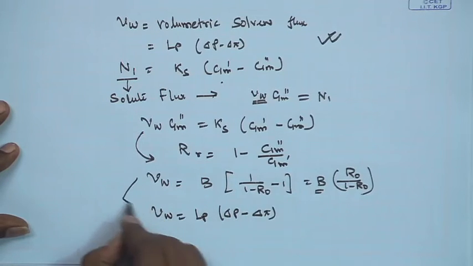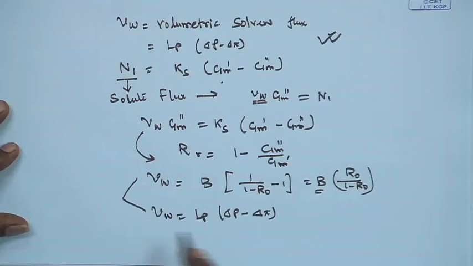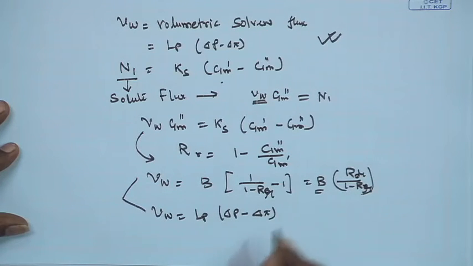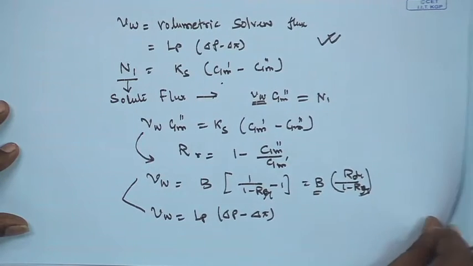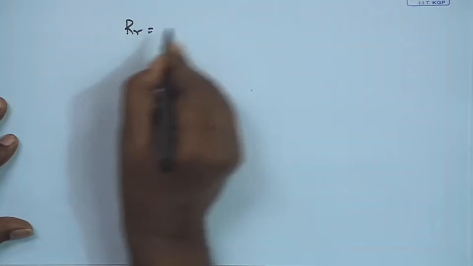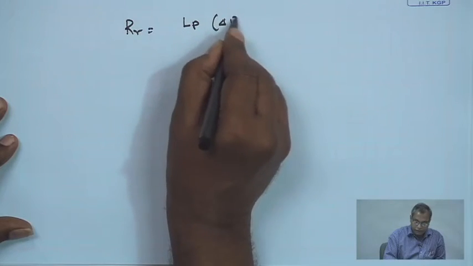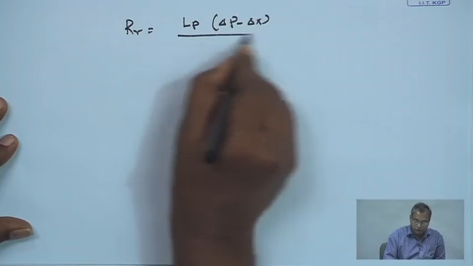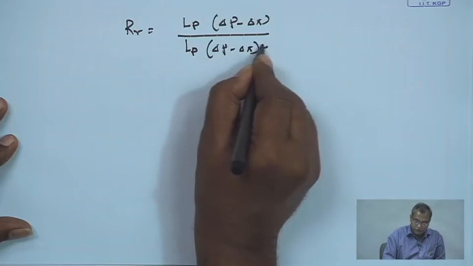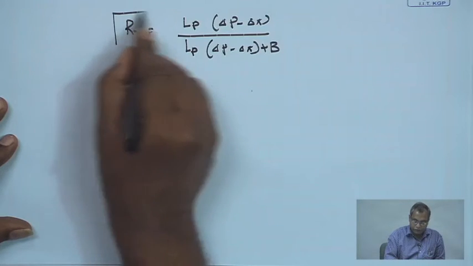Now, we can equate these two equations and obtain the expression of real retention. In fact, this will not be the observed retention, this will be the real retention. By combining these two, omitting a step in between, the final expression of retention, L p (del p minus del pi) is equal to, after simplification, we will be getting this expression: del p minus del pi plus B.